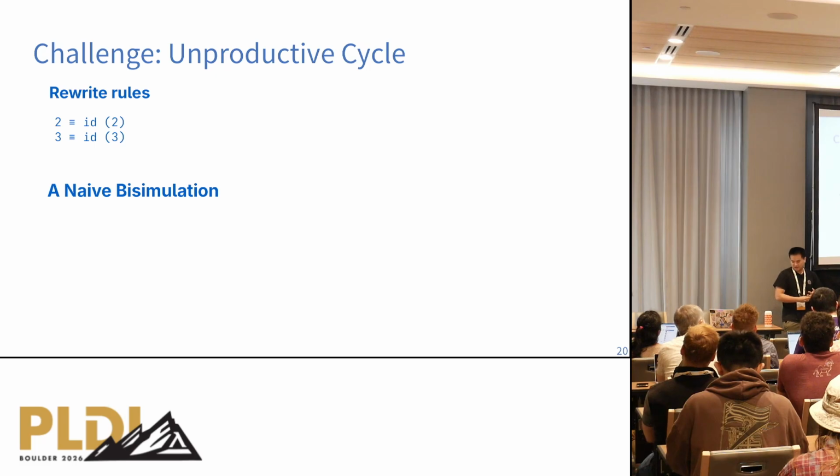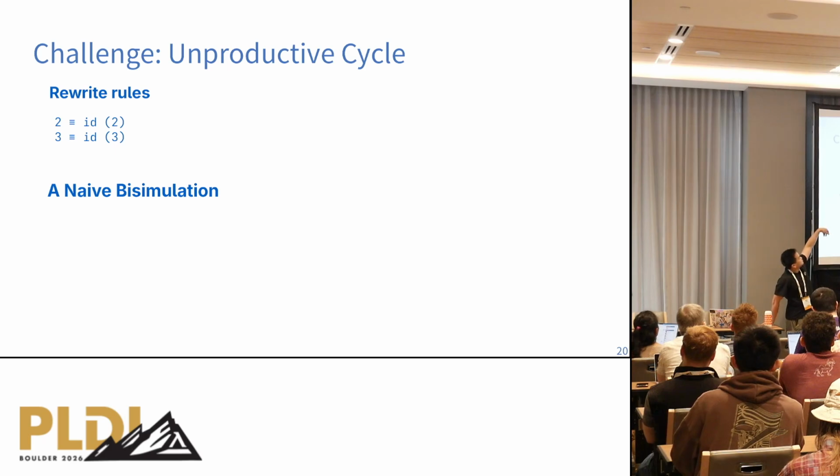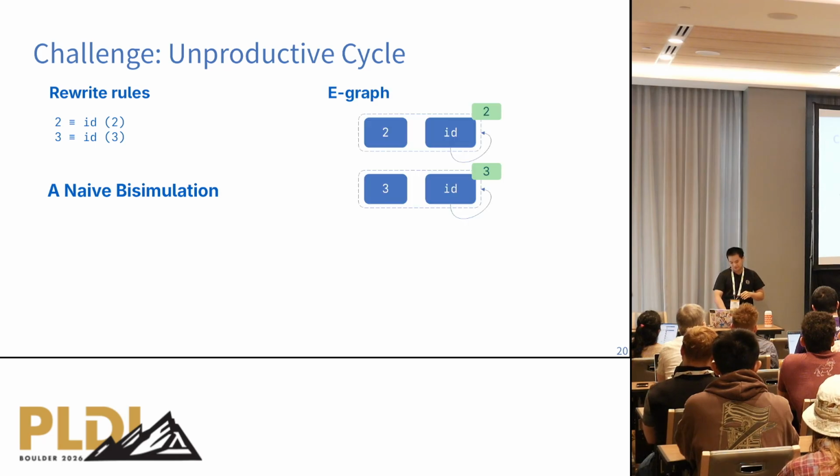Another challenge is unproductive cycles. This is one of the things we mentioned to Ross and Max when we were talking, and this turns out to be a huge problem for both of us. Consider the following two rewrite rules. 2 is equal to the identity function applied to 2. 3 equals the identity function applied to 3. Great, brilliant rewrite rules, very useful.